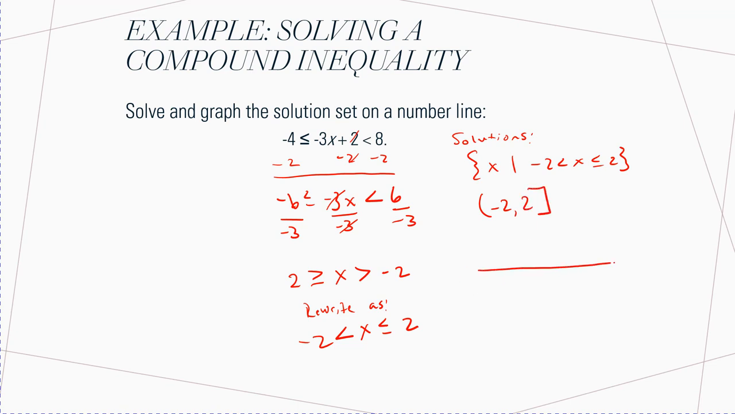And then on a number line, open bracket at negative 2, close bracket at 2. And then right there, there's all the values that it could be. It could be anything in between those two.